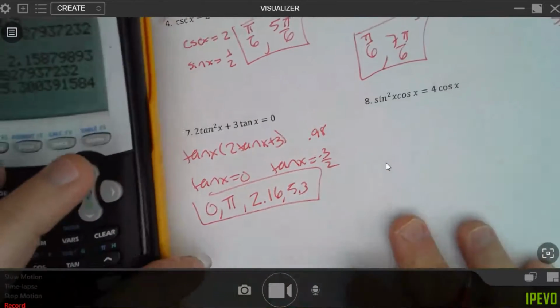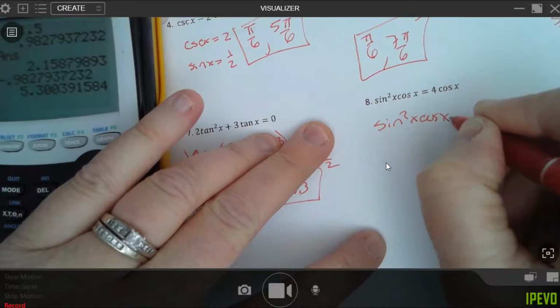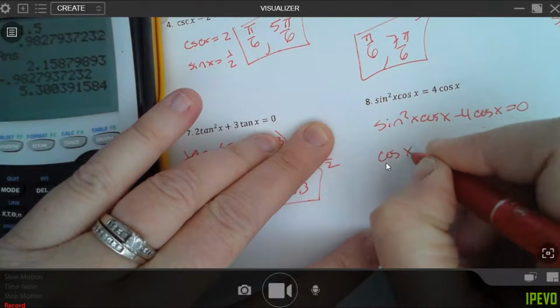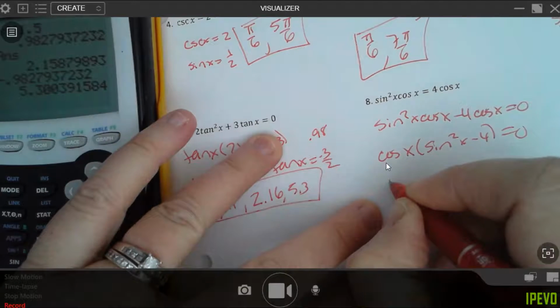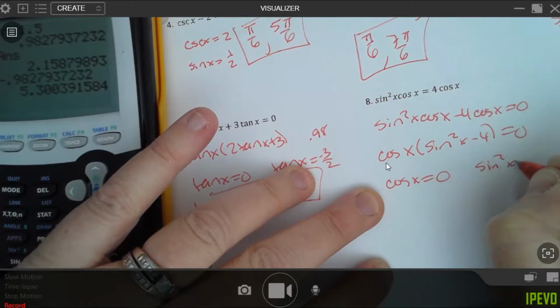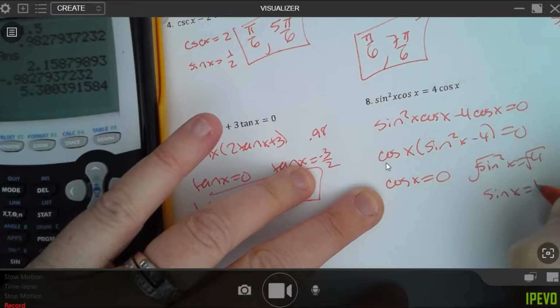All right, on number 8, I'm going to subtract my cosine over. So I have sine squared x. Divide out my cosine. So either cosine of x equals 0 or sine squared of x equals 4. So square root both sides. Sine x equals plus or minus 2.